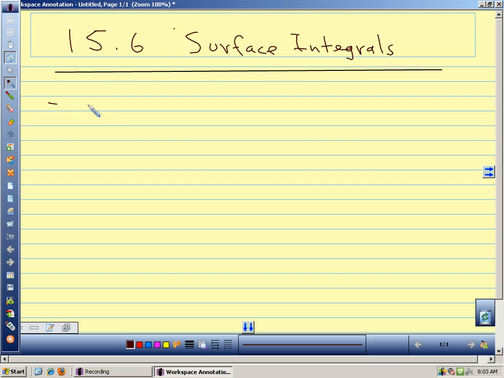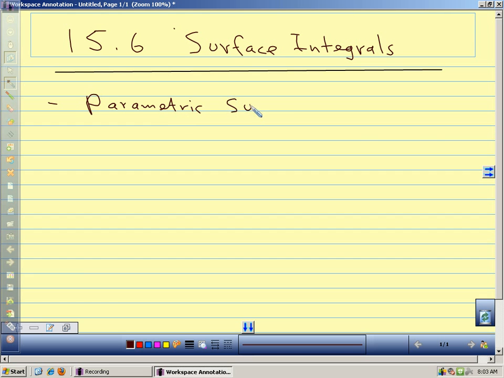So when we talked about parametric surfaces, we said our parametric surface was notated as R of U and V. And it had a normal vector. The normal vector was the cross product of the first partial derivatives. The normal vector is going to play a big role in surface integrals.